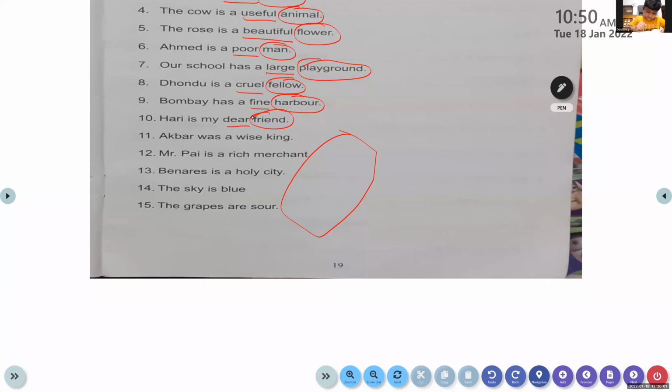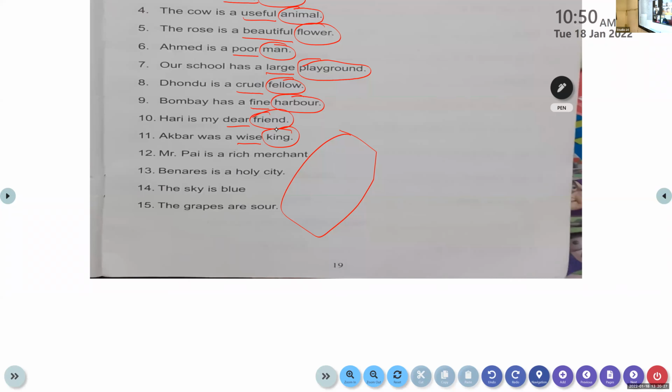Akbar was a wise king. Wise is the adjective and king is the noun. Very good, Dulkafil. Aldrin, did you get a chance? Yes, Devnandan. Come on, do the next question.